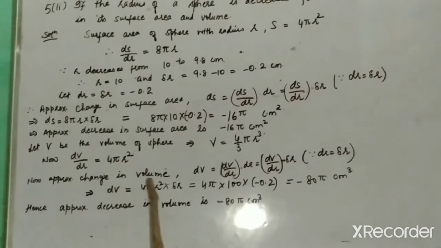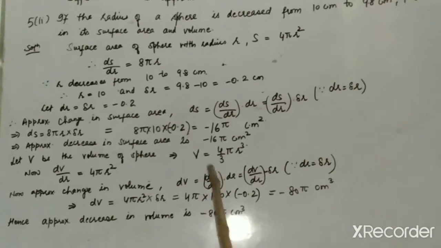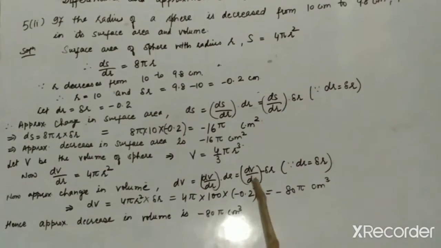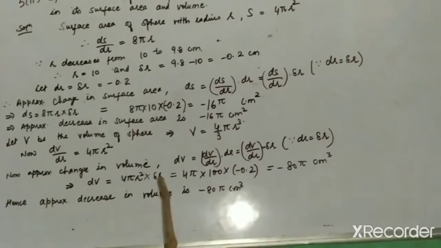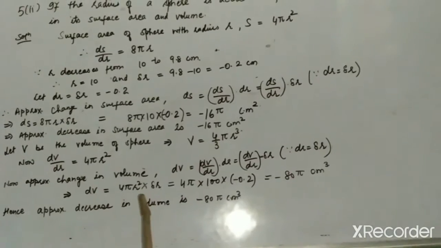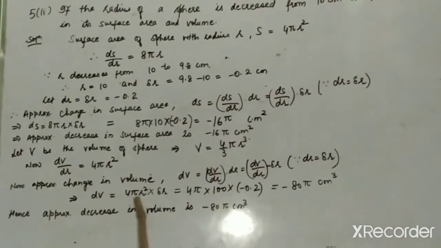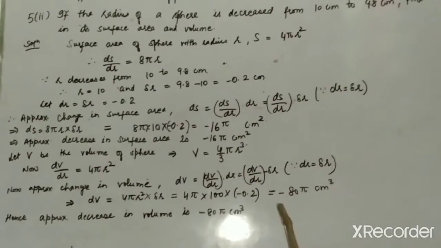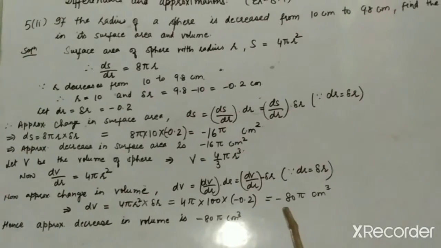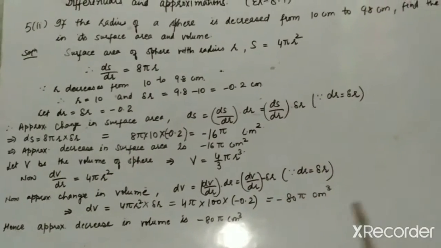Now the approximate change in volume equals dV equals dV by dr into dr. dV by dr is 4 pi r square and dr is del r. So we get 4 pi r square del r. Now r is 10, del r is minus 0.2. In this way we get the change in volume as minus 80 pi. Here again minus means there is a decrease in the volume, and the decrease is how much? 80 pi.